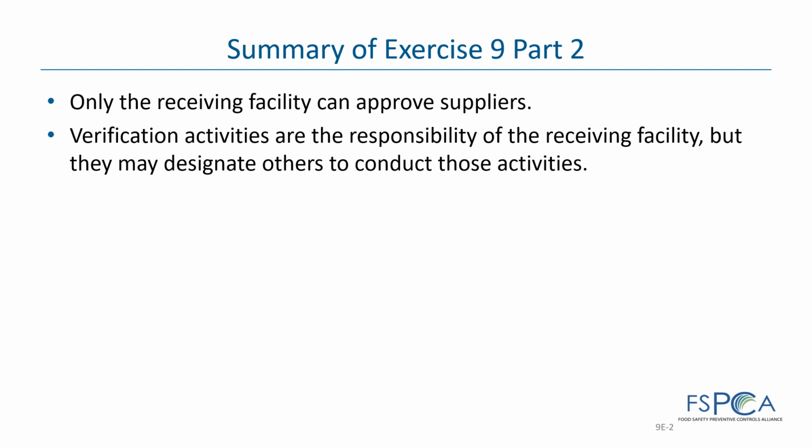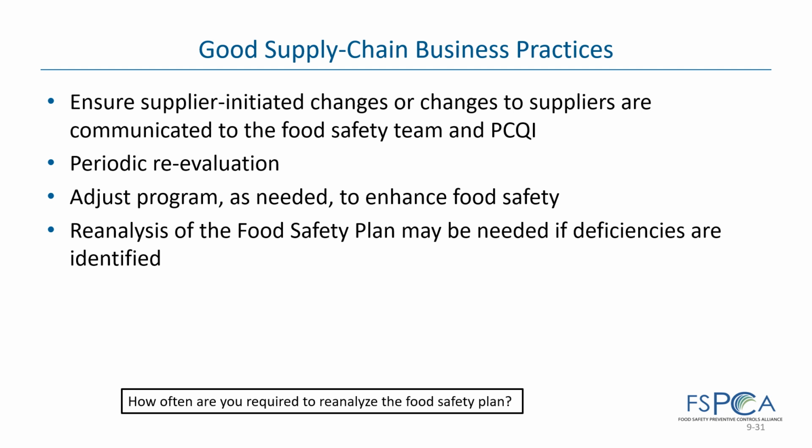So to summarize, of course, only the receiving facility can approve suppliers. Verification activities are the responsibility of the receiving facility, but they may designate others to conduct those activities for them. A couple other things that I want to say about the supply chain programs, and then we're going to look at an example of what this would look like in a food safety plan.